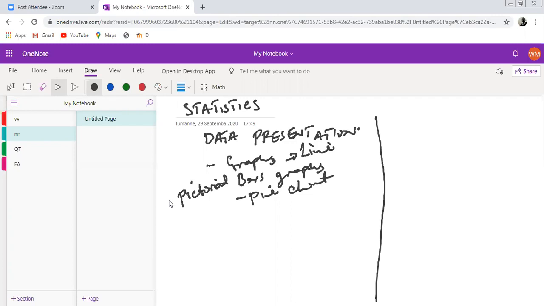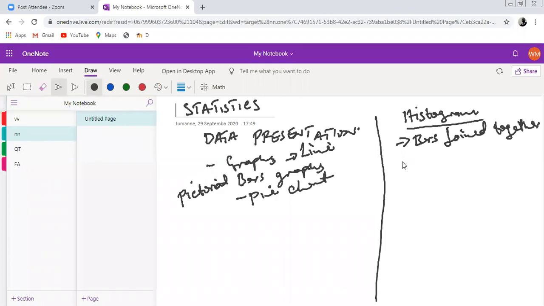So I want to start with the first one, which is the histogram. How do we prepare the histogram as a data presentation tool? First, a histogram is going to have bars which are joined together. Characteristic number one: we have bars that are joined together. And then the height of those bars will be equivalent to the frequency of each and every bar. So we can have information like this.